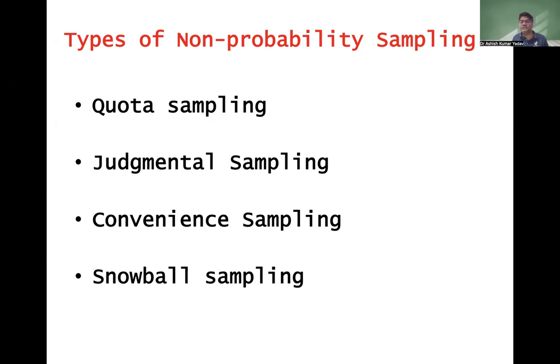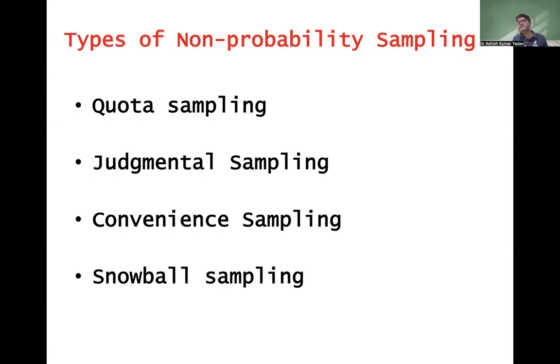say, family history of this type of infection. Okay, so the researcher might make a criterion that I will choose only those patients in my group who have a family history of this. Otherwise, the sample will not be included in my population. So if the inclusion or exclusion of samples depends on the judgment of the researcher, then that type of sampling technique is called judgmental sampling.